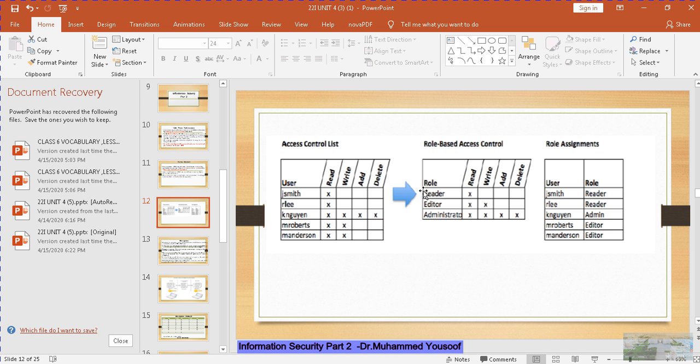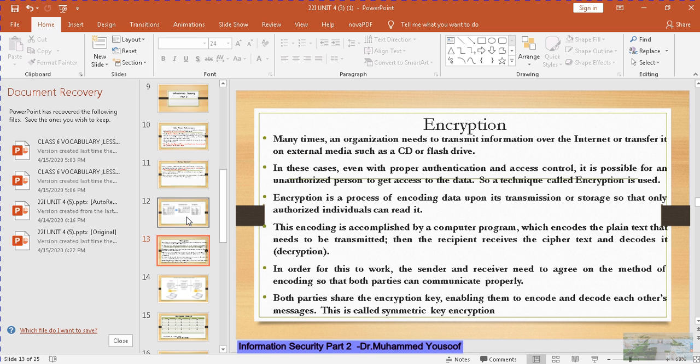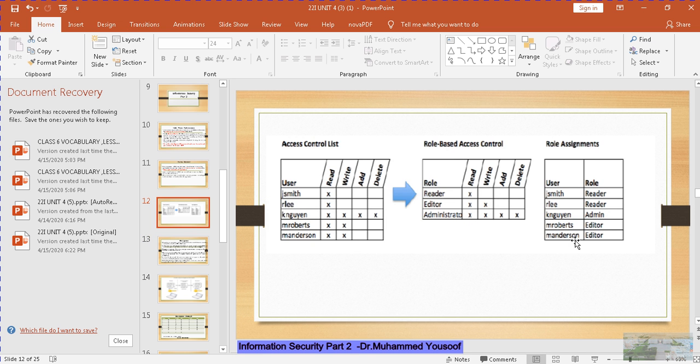Like for example, look at this one. You are a reader. If your job is reader, or if your job is editor, or if your job is administrator, then a reader has only the rights to read. An editor has rights to read and write. An administrator has rights to read, write, add and delete. If my job is administrator, I will have rights for 4 things. What are they? Read, write, add, delete.